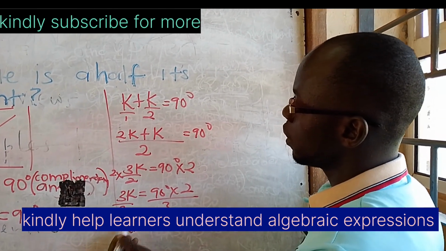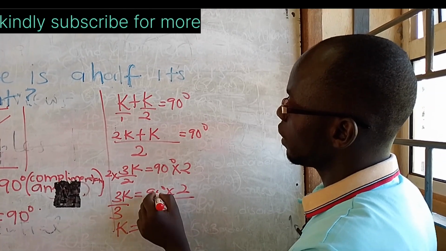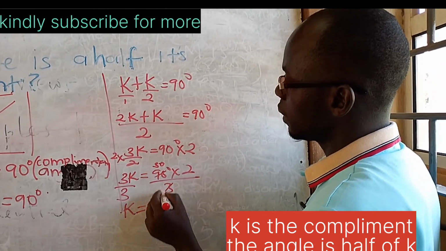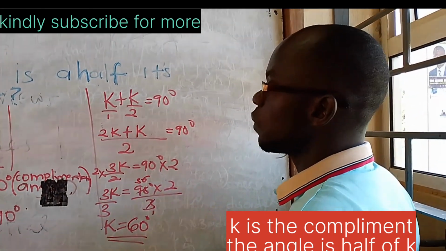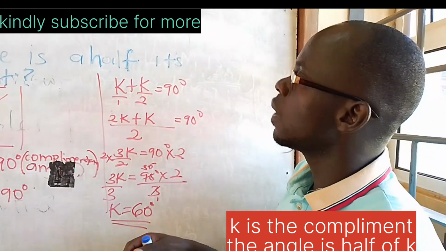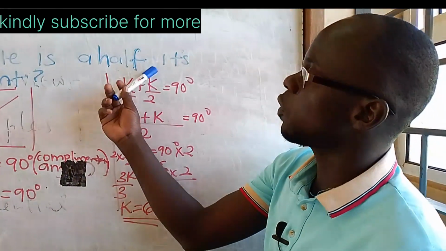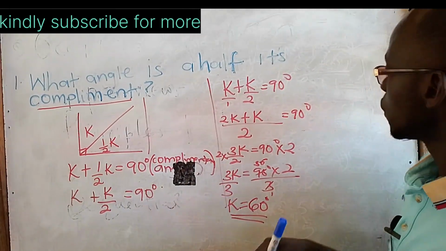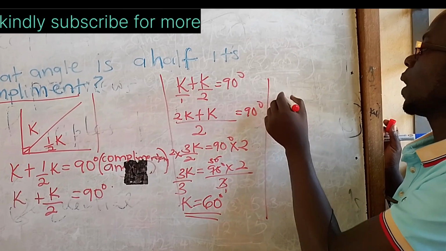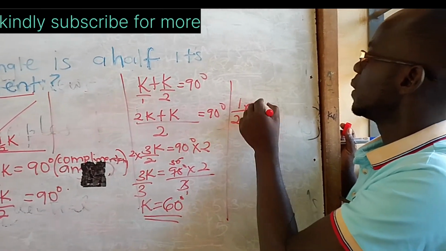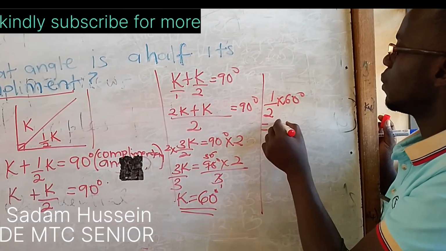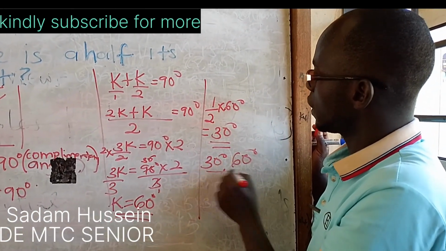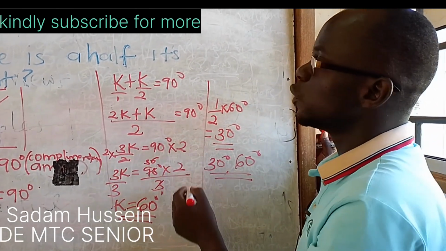So what is the value of K? When you divide here by 3, 90 by 3 you have 30. So 30 times 2 is 60 degrees. Now this K you have got is not the answer, because they are saying what angle is half its complement. They want that angle which is half. This one you have got is just the complement of that angle. So the angle itself is now half of that 60, or half of K, which equals 30 degrees. That means the angle is 30 degrees and its complement is 60 degrees. When you add the two angles, it gives you 90 degrees.